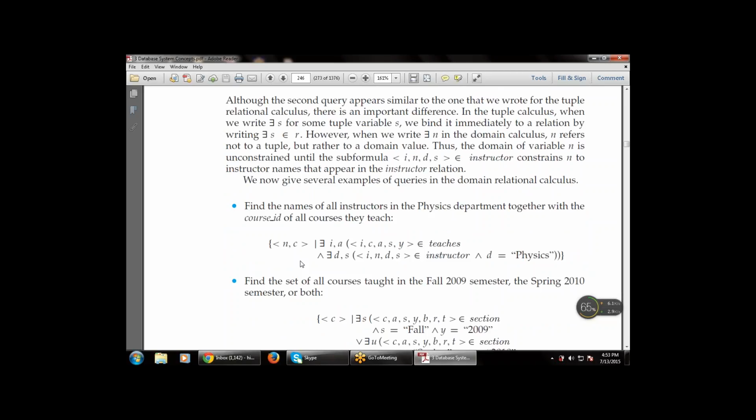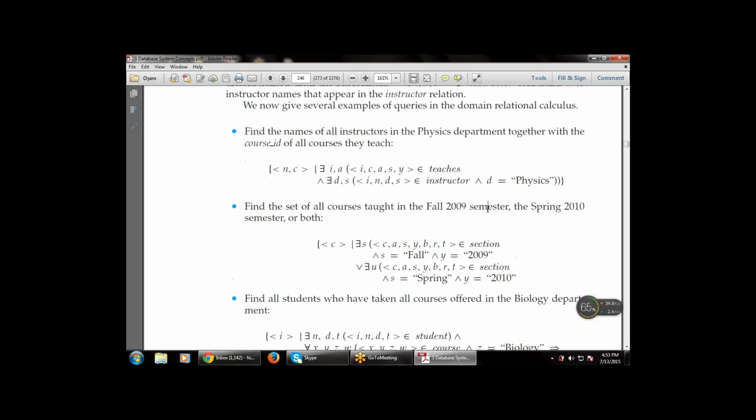Next is finding the set of all courses that were taught in the fall 2009 semester, the spring 2010 semester, or both. So there is a C, then there exists S, then C, A, S, Y, B, R, T, and there is a section, and S is fall, then Y equal to 2009. Then there exists U, that is C, A, S, Y, B, R, T, that is greater than the section, and S equals spring, Y 2009. So this is finding the set of courses, or finding the relation, that is taught in the fall 2009 semester and the spring 2010 semester.